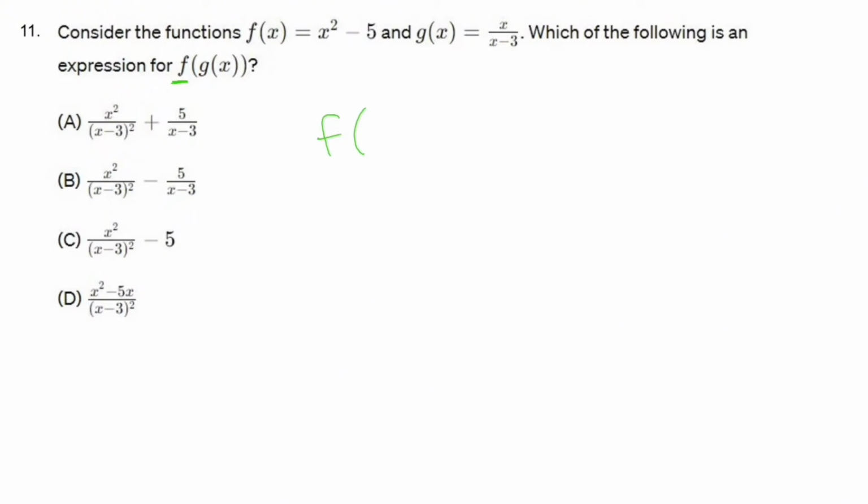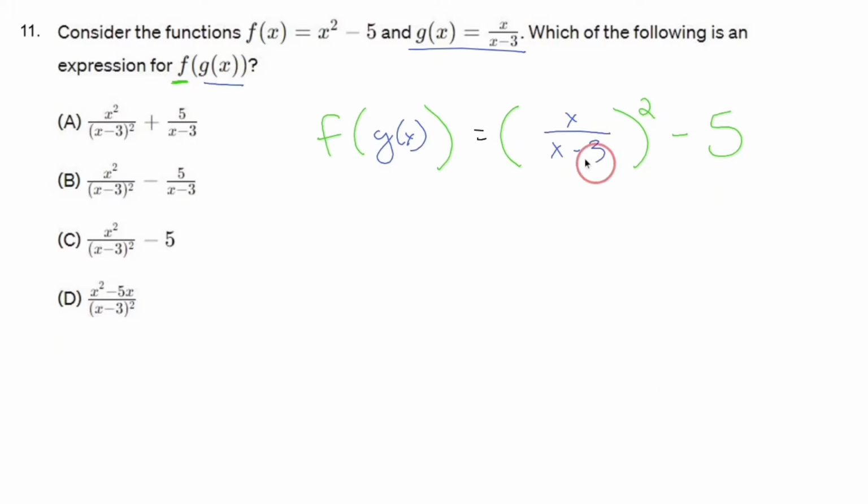So f of g of x is going to have me start out with f. Now, I'm going to write out every part of f, but for every x in f, I'm going to leave a blank parentheses there. Because when you have f of whatever, you replace every x in f of x with that whatever. And it just so happens that my whatever is this ugly looking x over x minus 3, which is g of x. So I'm going to replace it with x over x minus 3.